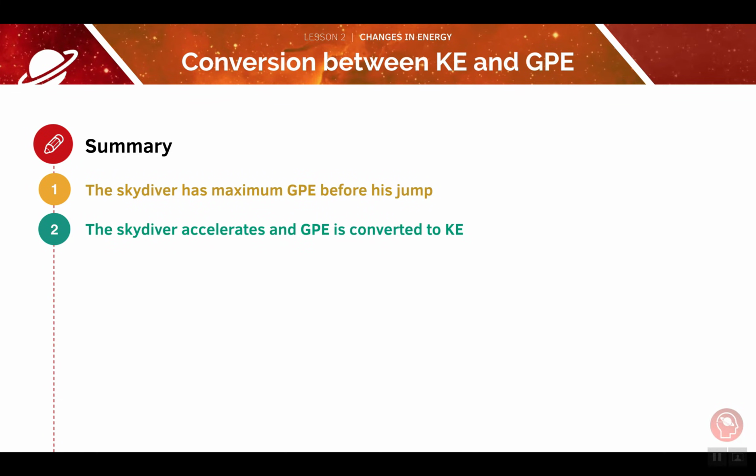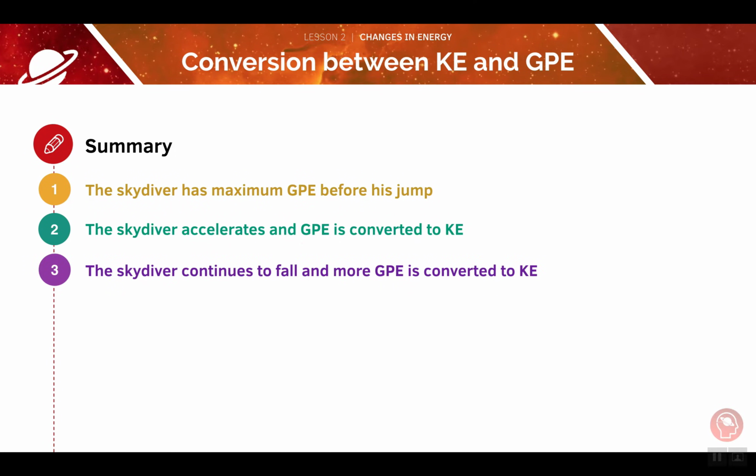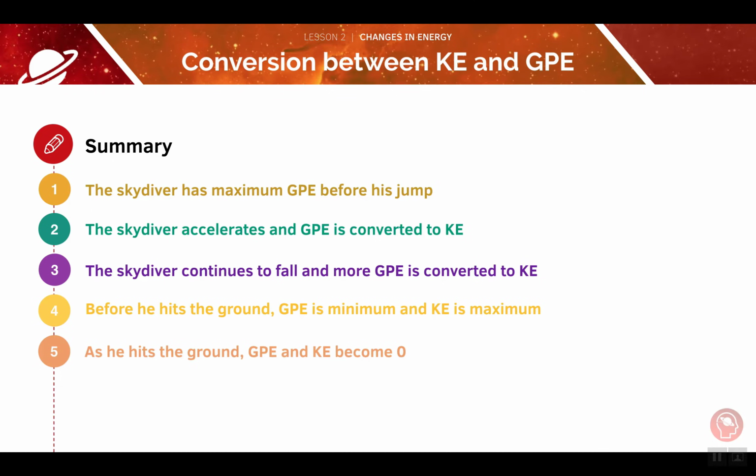Then, as he jumps and accelerates through the air, his gravitational potential energy is going to be converted into kinetic energy. He'll continue to fall through the air, with more gravitational potential energy being converted into kinetic energy, until he reaches just above the ground, where he has minimum GPE and maximum kinetic energy. Finally, he'll hit the ground and the GPE will become 0, as will the KE.